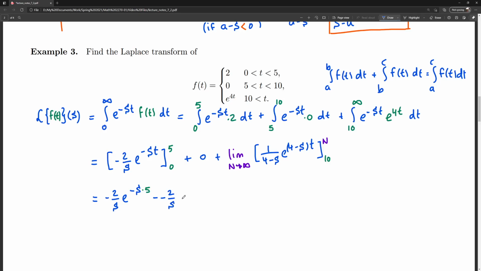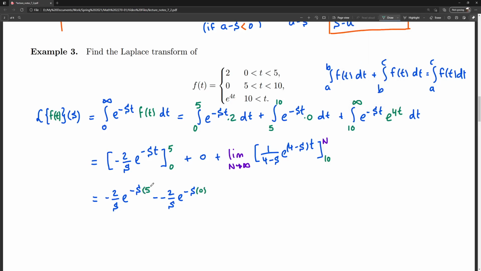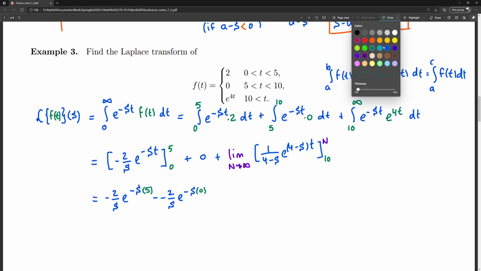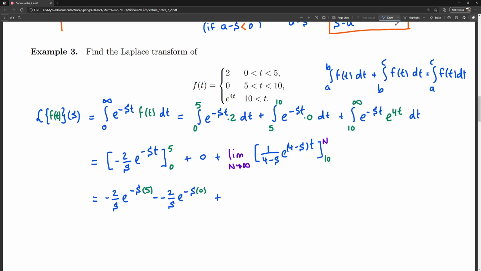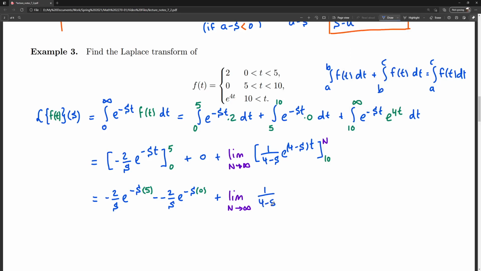So minus 2 over s and then e to the power negative s times 0. And that part is just 1. And then plus 0, don't have to worry about that. And so now I get the limit as n goes to infinity of 1 over 4 minus s, and then e to the power 4 minus s times n. And that's the only n I will have.